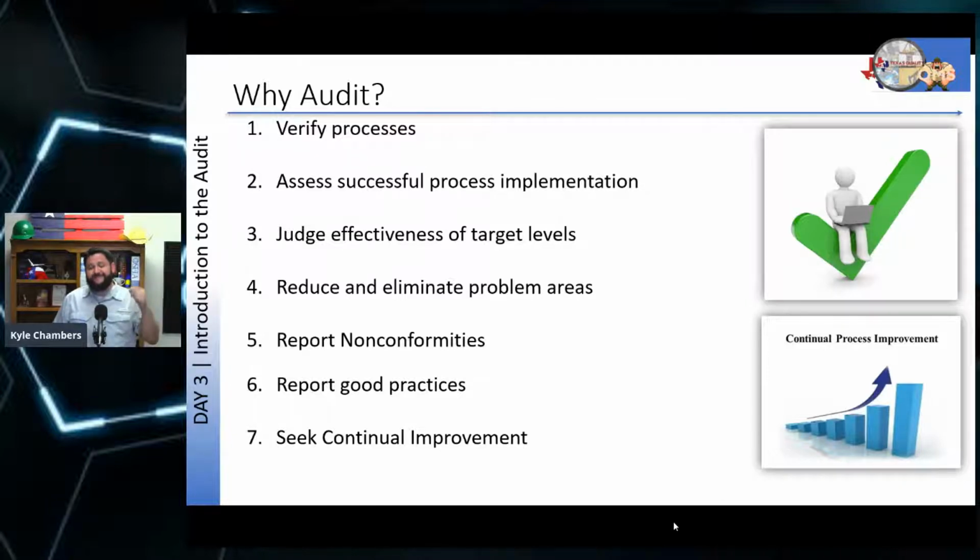You want to reduce and eliminate problem areas. This is really one of the biggest reasons we do the audit: we want to identify those areas that are causing us problems. Now, some of those problems are identified from obvious nonconformities from the audit. We failed to meet an objective. We failed to meet a customer requirement. These are all very good bits of information.